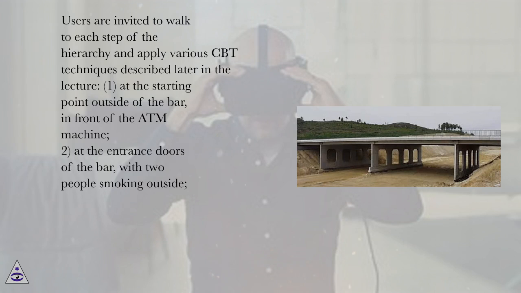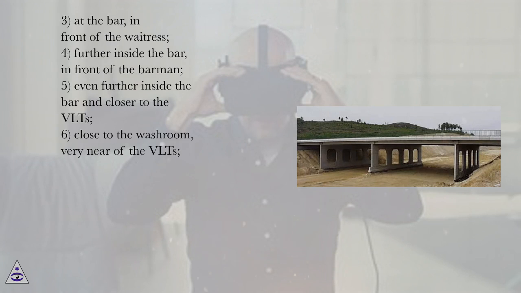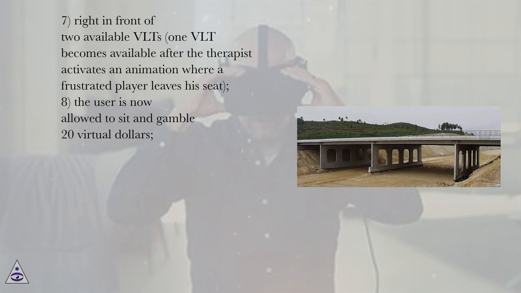2. At the entrance doors of the bar, with 2 people smoking outside. 3. At the bar, in front of the waitress. 4. Further inside the bar, in front of the barman. 5. Even further inside the bar and closer to the VLTs. 6. Close to the washroom, very near of the VLTs. 7. Right in front of 2 available VLTs.